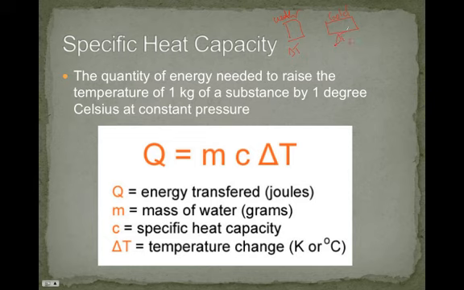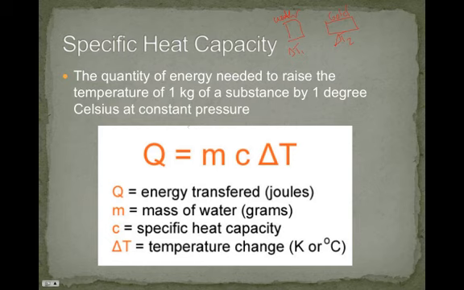Different substances react differently when heat is added to them. Some change easily, some don't. Water actually is something that doesn't change its temperature very easily. And this is why it takes so long to boil a pot of water. This is because it actually takes a lot of energy to raise the temperature of water. Now, each substance has what we call a specific heat capacity, which is a measure of the quantity of energy needed to raise the temperature of 1 kilogram of a substance by 1 degree Celsius.